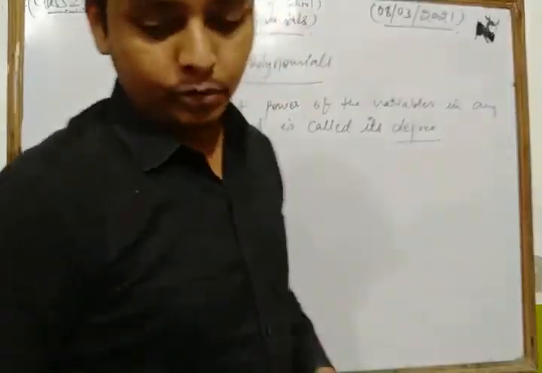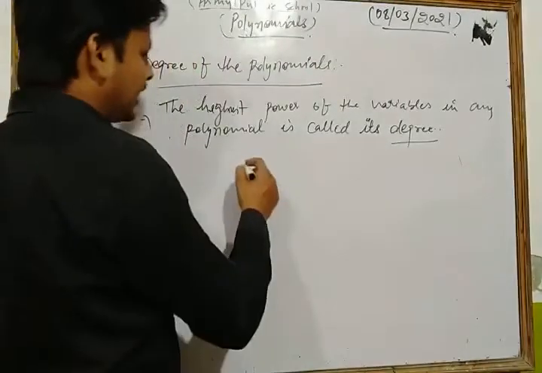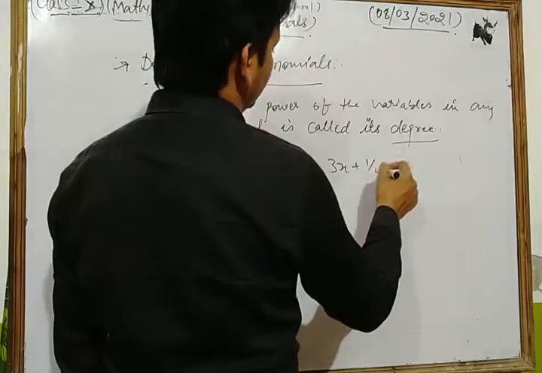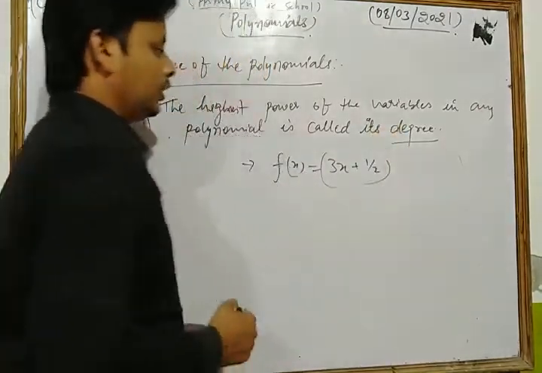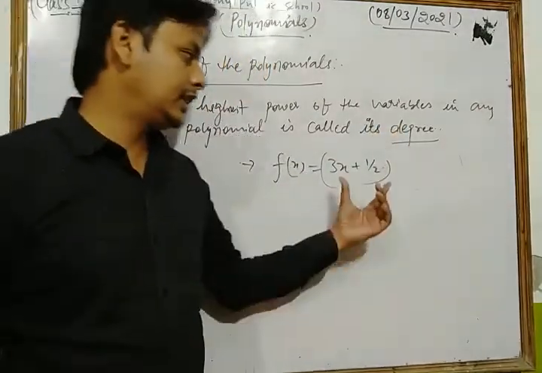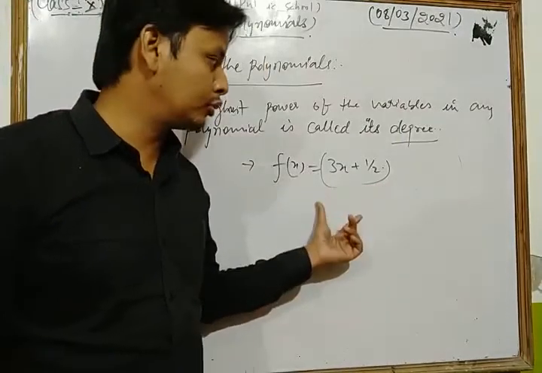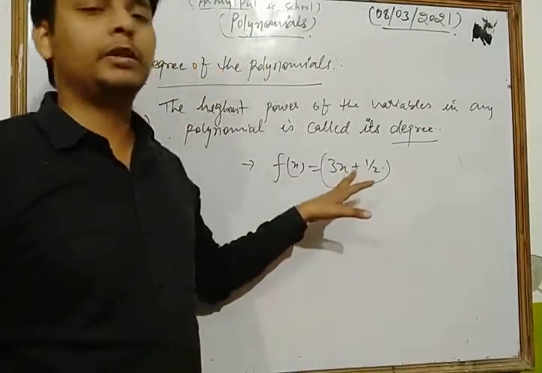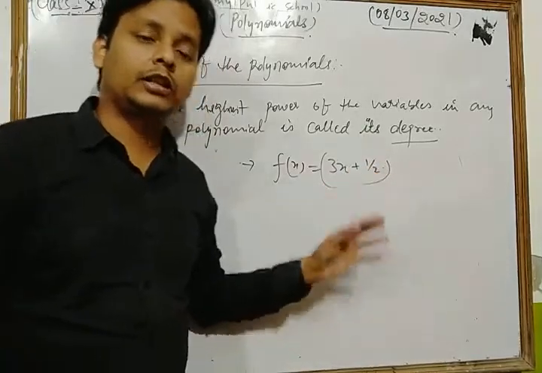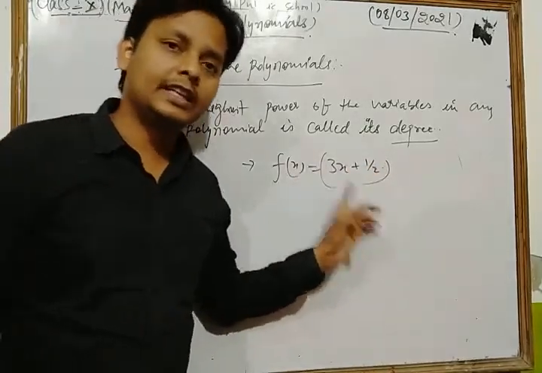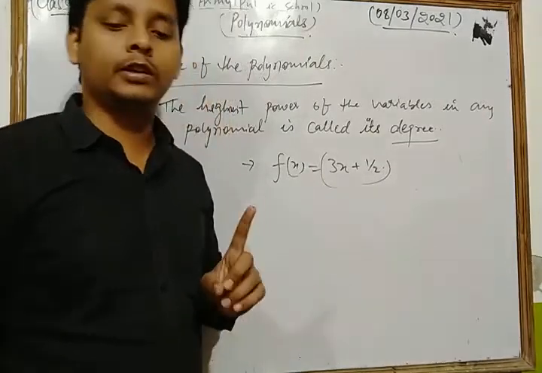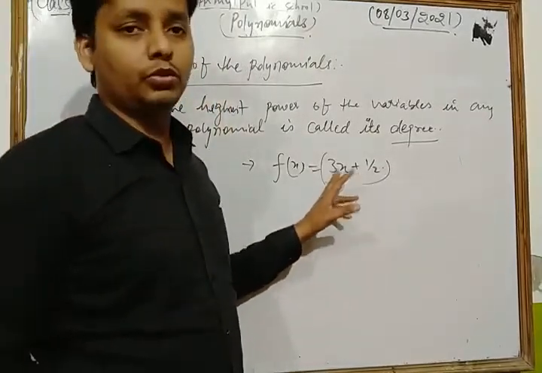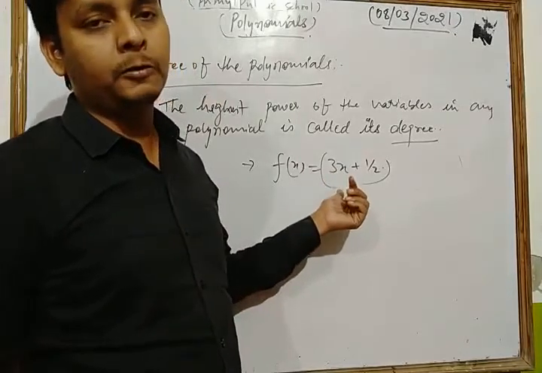Suppose we write a polynomial f(x) equal to 3x plus 1/2. This is a polynomial. In this polynomial, the variable is x, and the highest power of the variable is 1. So the degree of that polynomial is 1, in the variable x.